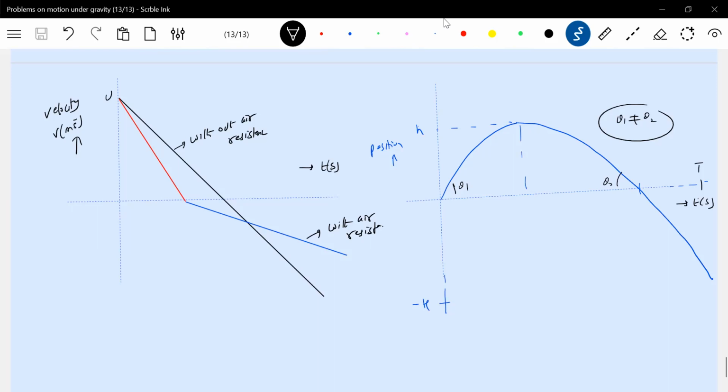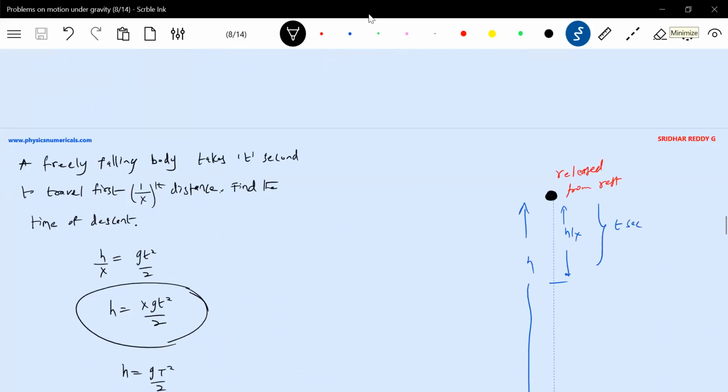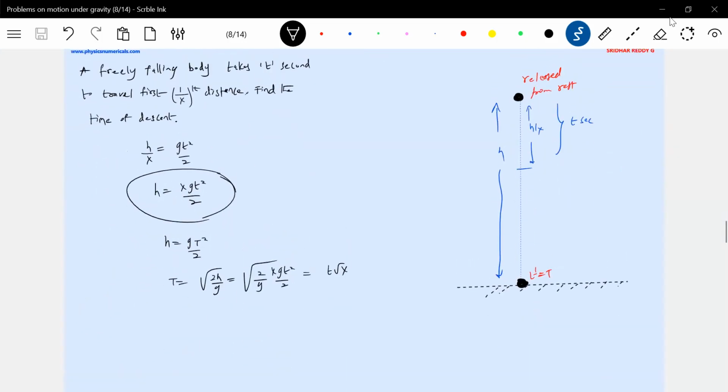Okay, kids, we had the discussion about all the different bodies, the different types of numericals for the motion.